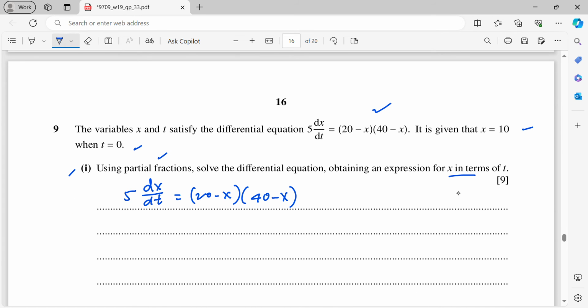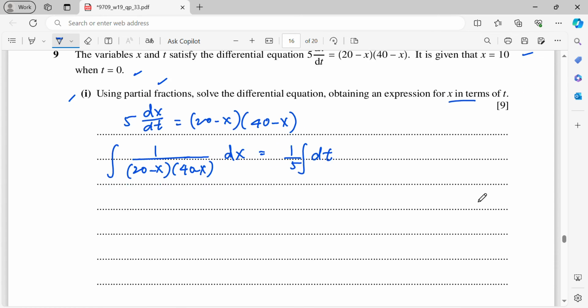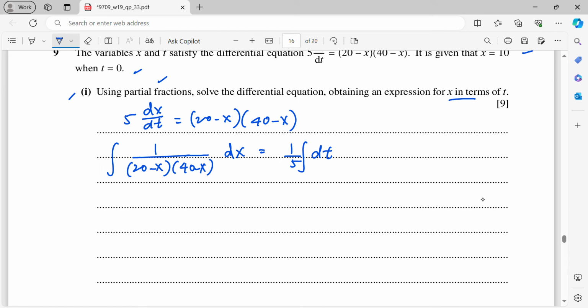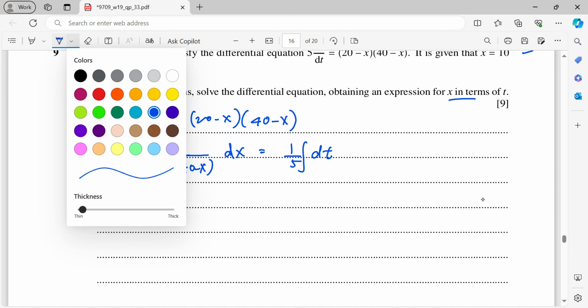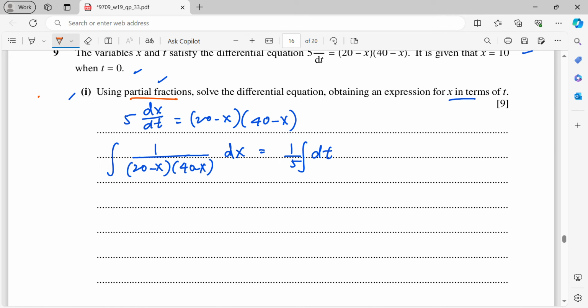Alright, so using partial fractions, firstly we need to split the variables. Since the dx is the numerator, all the x will be on the left side. Then I will be getting 1 over 20 minus x times 40 minus x dx equals 1 over 5 dt, and integrate both sides. For the left hand side, we need to solve using partial fractions. That's why you are given the hint in the question, using partial fractions.